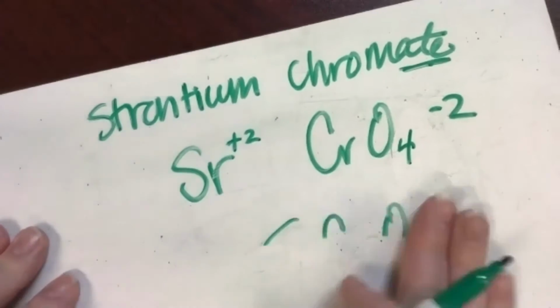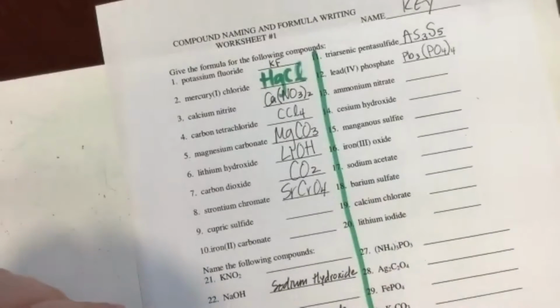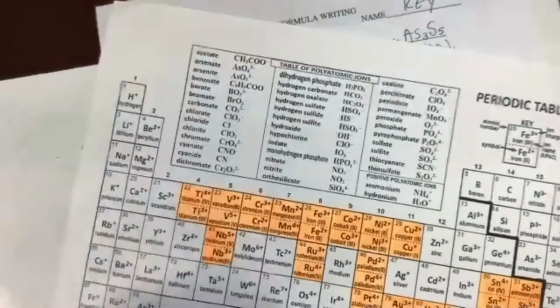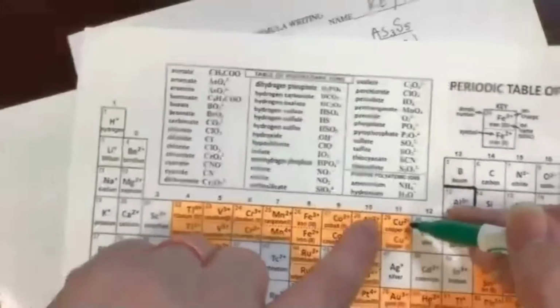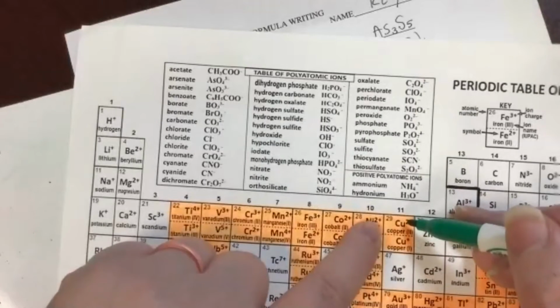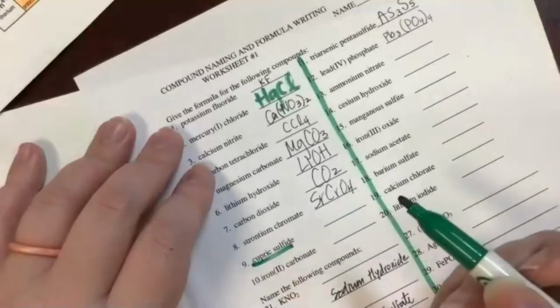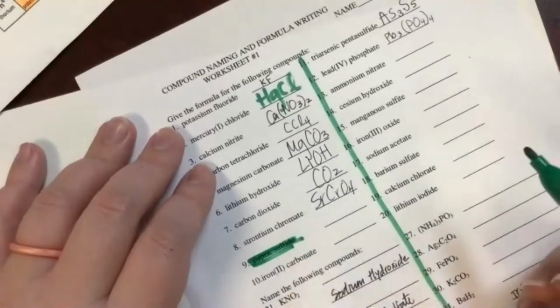All right, now number 9, it says cupric sulfide. That's an old way of saying copper sulfide. One of them is cupris, and the other one is cupric. That's going to be copper. You will not be given one of those. This is the old way to say copper. We are not going to do that one, so I'm going to skip number 9.